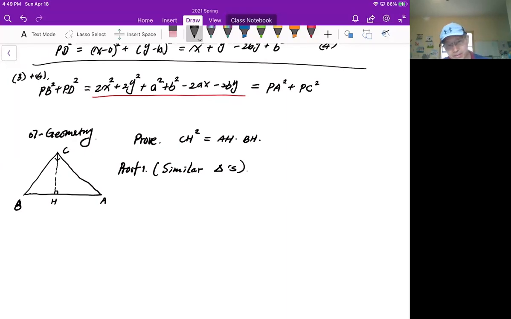Okay, so let's try that. So give everyone a minute. So can you try to use the analytical geometry? You set up the XY coordinate system. Can you do it? So I give everyone a minute.